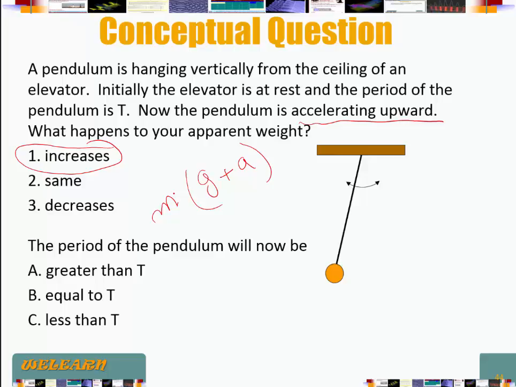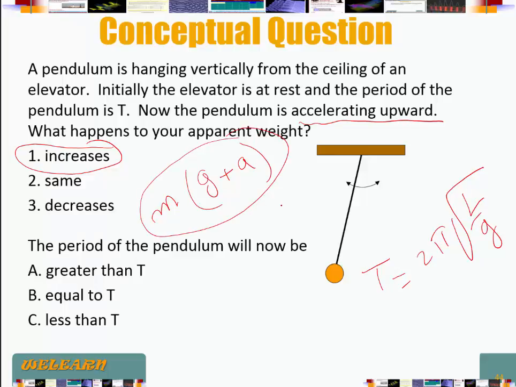What about the period of the pendulum? What's going to happen to it? Is it going to be greater than T, the same as T, or less than T? Remember, T is 2π√(L/g). The fact that you are going to appear heavier means it's going to appear that g is larger. g is larger, that's here. Since it's in the denominator, that makes T smaller. So it's going to be less than T.